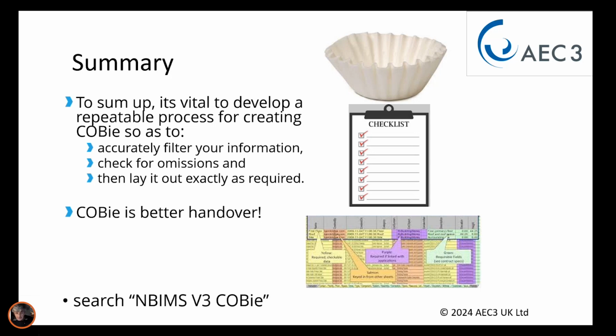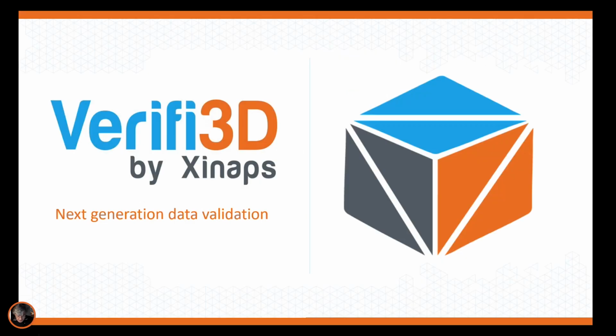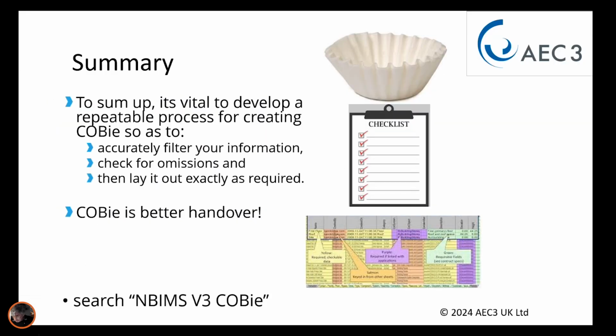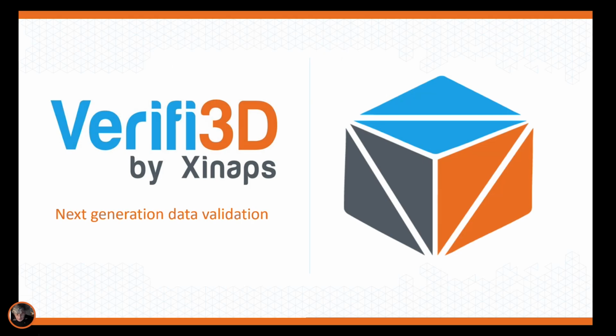It's that simple. If you want to see the definitions, you can search for NBIMS version 3, COBie, and it will take you to the document. And if you're in a hurry, go straight to page 215. It's a substantial document. Okay, those are the points I want to make. I'm going to hand back to Ward now, who is going to show how Verifi3D can help with that process.